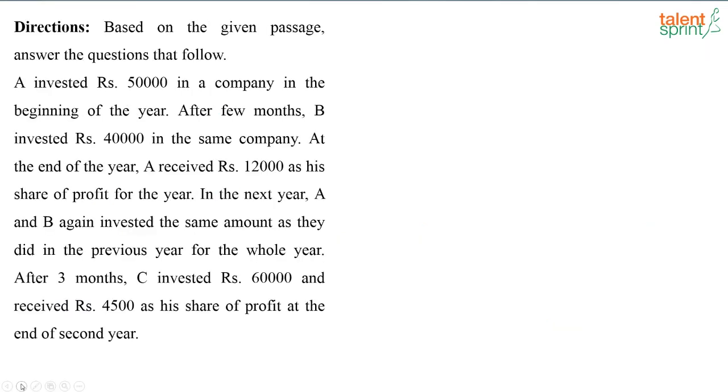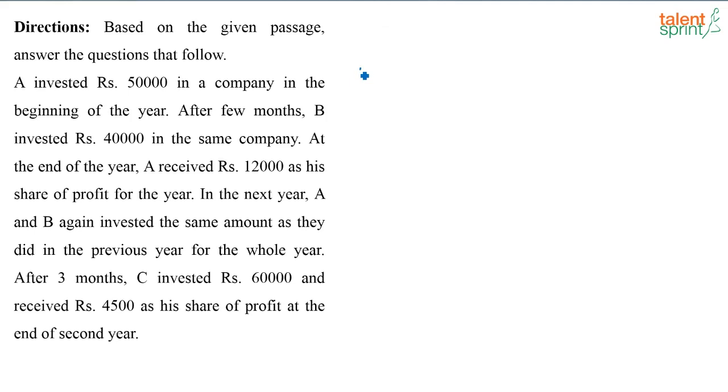Next one. So, this next set is also based on partnerships. What is given here? A has invested rupees 50,000 in a company in the beginning of the year. After a few months, B invested 40,000 in the same company. At the end of the year, A received 12,000 as his share of profit for the year. In the next year, A and B invested the same amount as they did in the previous year for the whole year. After 3 months, C invested rupees 60,000 and received rupees 4,500 as his share of profit at the end of the second year.